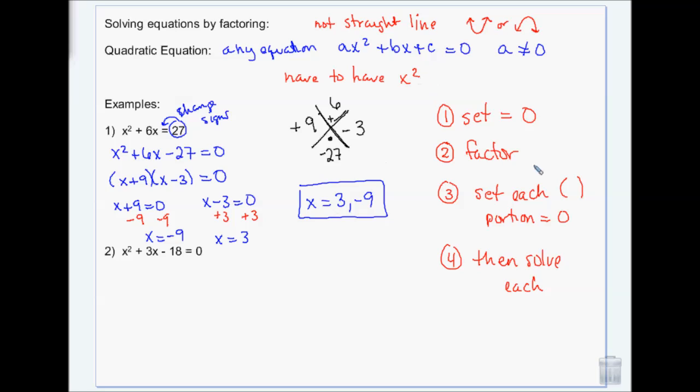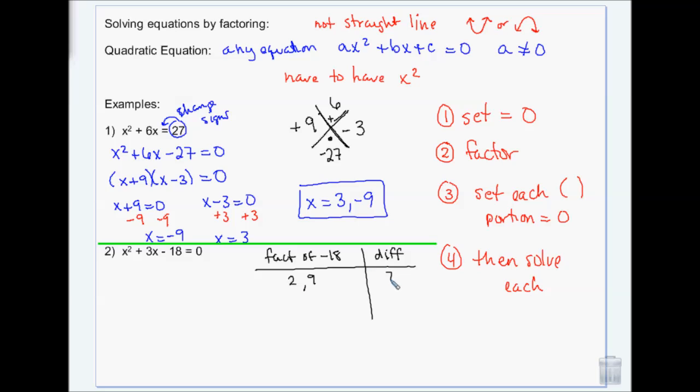Next quadratic: x squared plus 3x minus 18 equals 0. This time I'm going to use the factor sum chart. Except this time it's a difference because it's a negative 18. So things that multiply to make 18 are 2 and 9. They have a difference of 7. 3 and 6 have a difference of 3. That's the one I want right there. Now, I want a positive 3, which means I want a positive 6 and a negative 3.